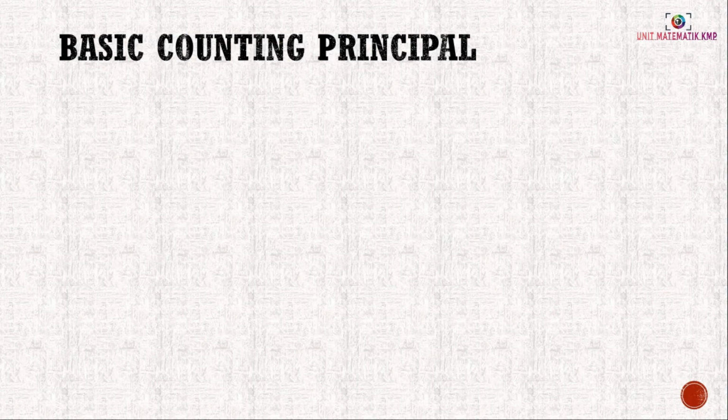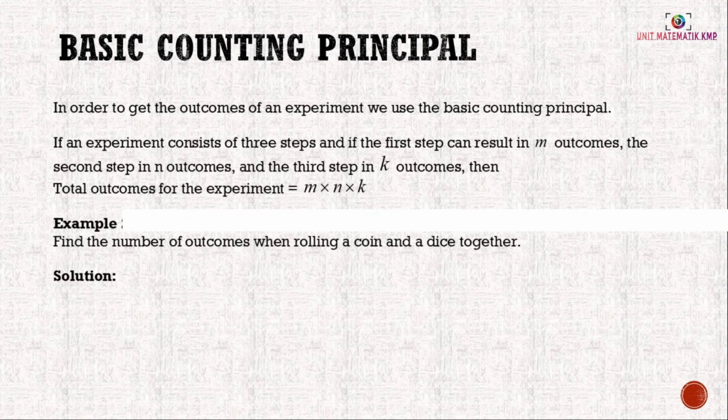Okay, basic counting principle. In order to get the outcomes of an experiment, we use the basic counting principle. Okay, if an experiment consists of 3 steps, and if the first step can result in m outcomes, then the second step is n outcomes, and the third step is k outcomes. Then the total outcome for the experiment is m times n times k.